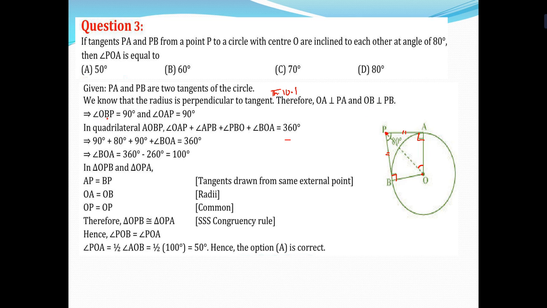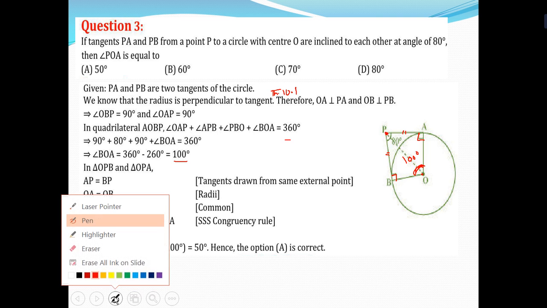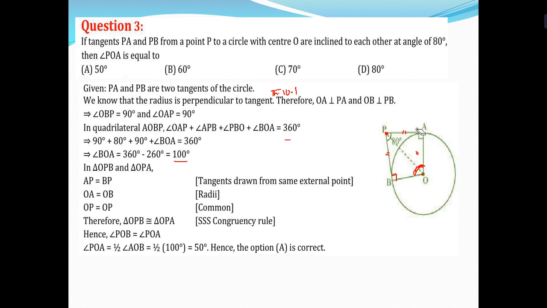Therefore OBP is equal to 90 degree and OAP is equal to 90 degree. So already in the last question I have discussed like that, same 90, 80, 90, then we found BOA. So BOA that we found is 100 degree. But we know that these two triangles are similar, that we have to prove. How is it proved that these two triangles are similar? See now, we have to write the two triangles.